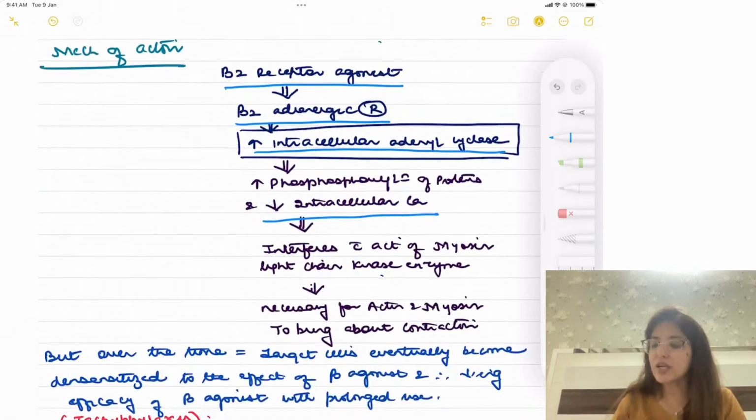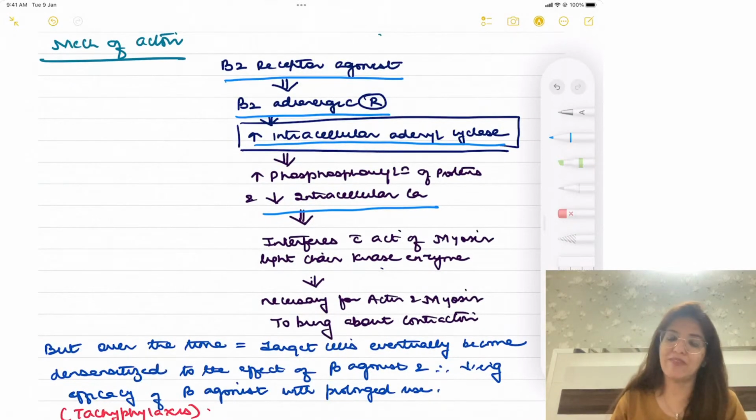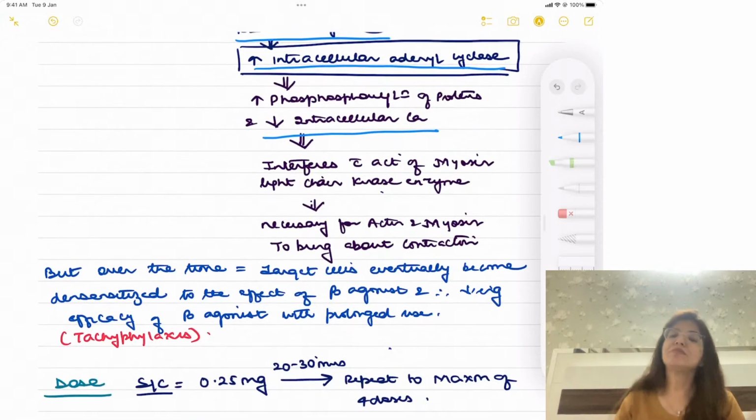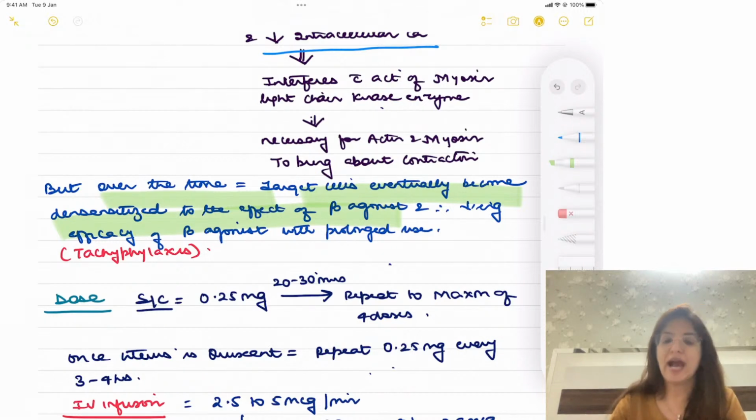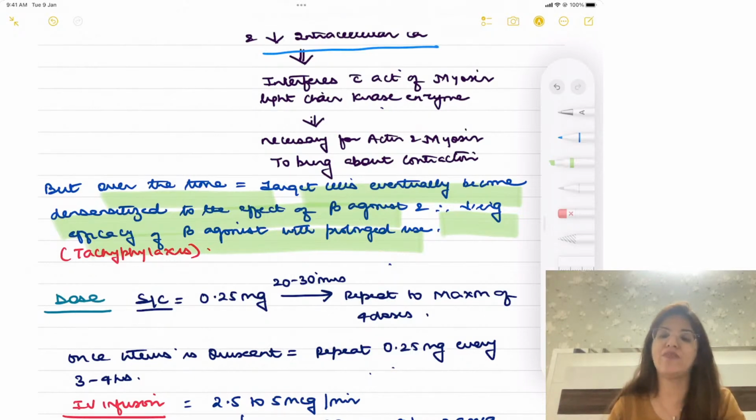Right? Now, because intracellular calcium levels are decreased, the activity of the enzyme myosin light chain kinase would be decreased, and that is why uterine contractions would be inhibited. Right? But the problem with beta-2 agonists is, over time, target cells eventually become desensitized to the effect of beta agonists. And that is why the efficacy of beta agonists is decreased with prolonged use, that is, tachyphylaxis happens.